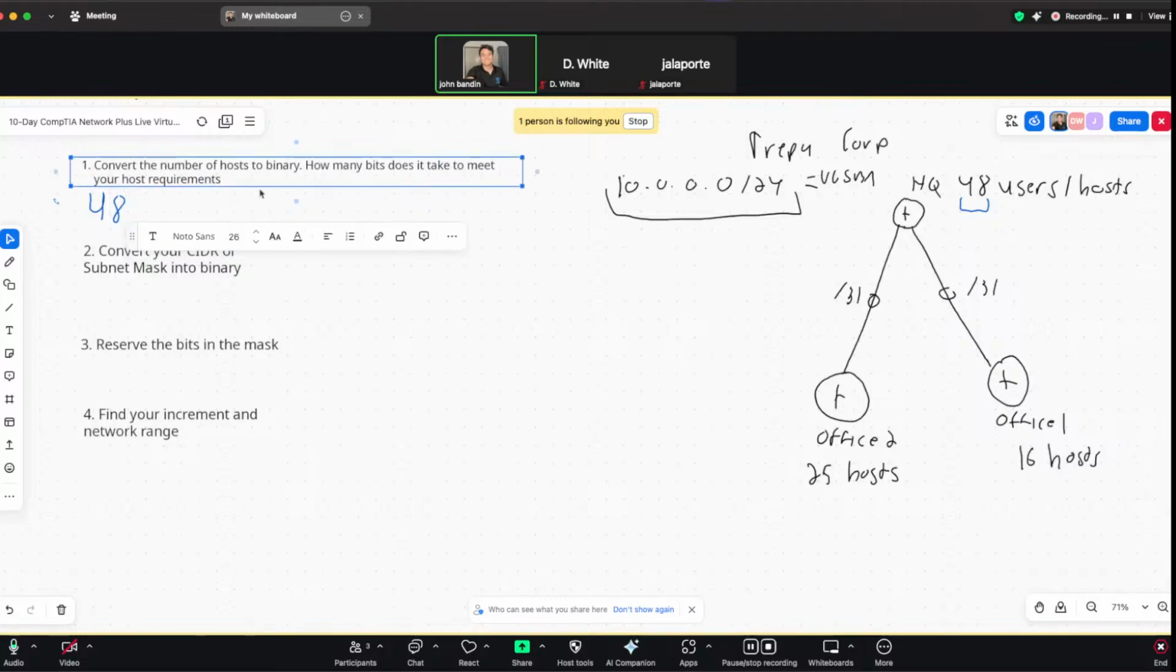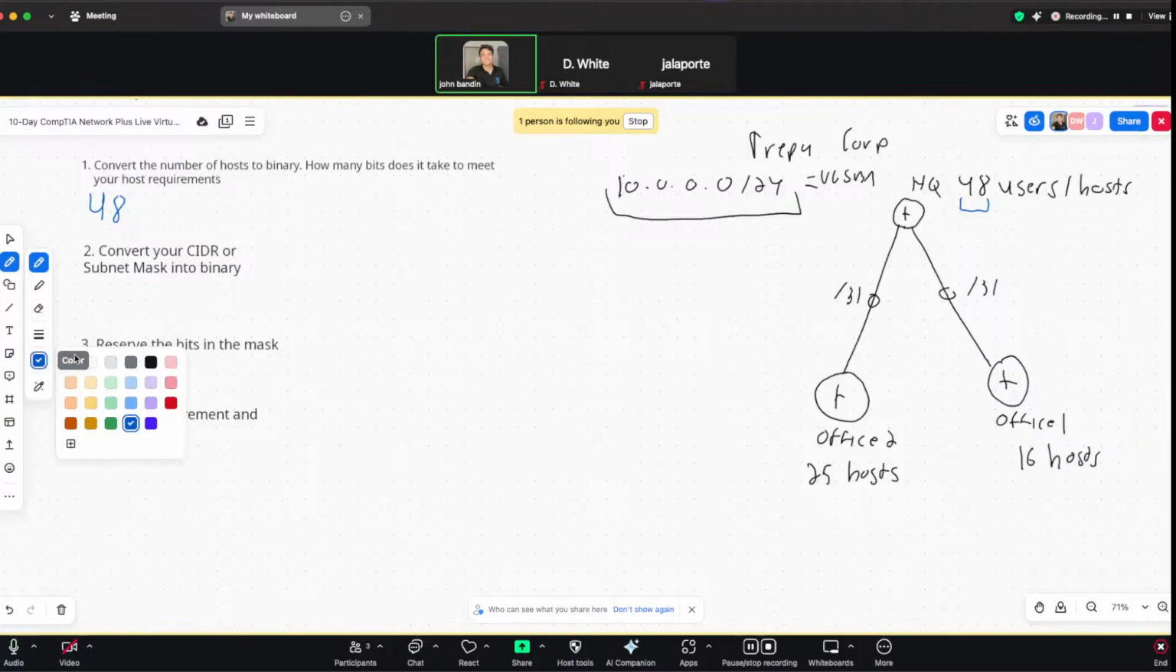So how many bits does it take to meet your host requirement? We have 48 hosts. How would I figure out how many bits it will take to get the number 48? Well, for that, we need our binary conversion chart. So let's draw up our binary conversion chart here.